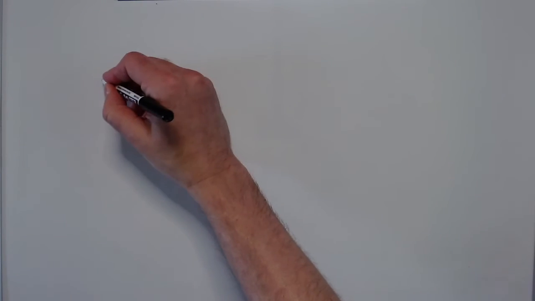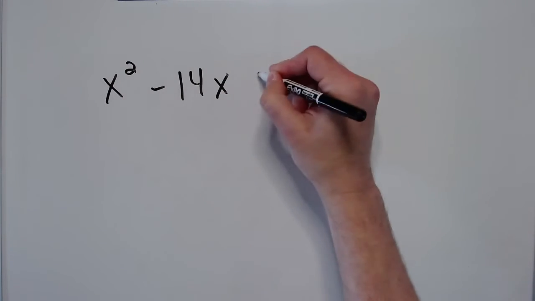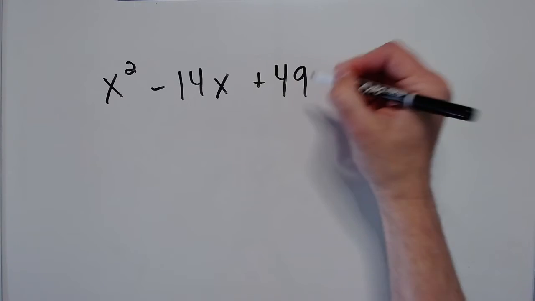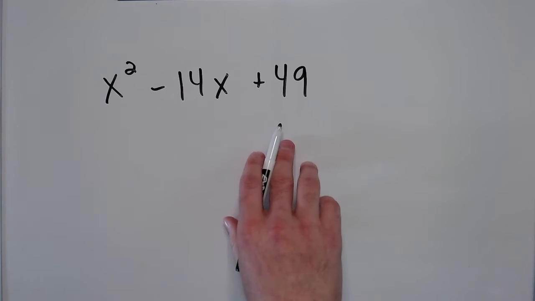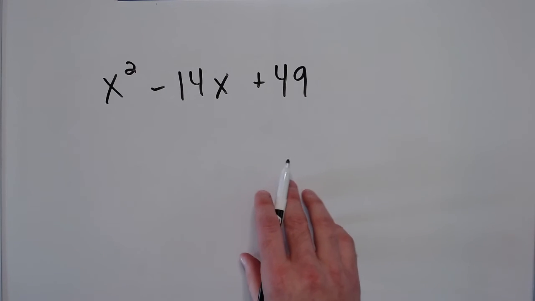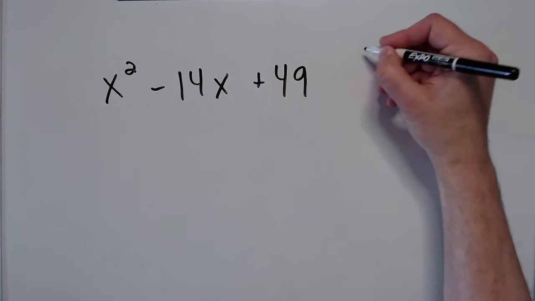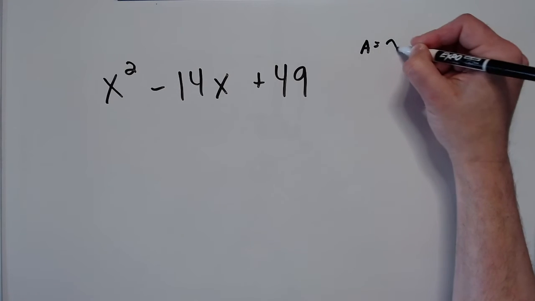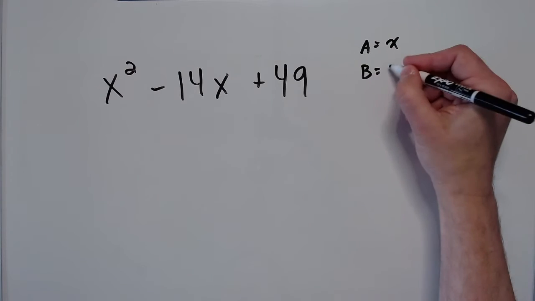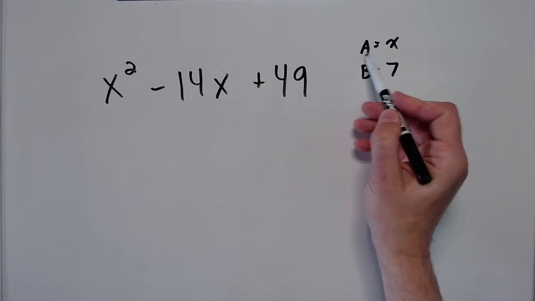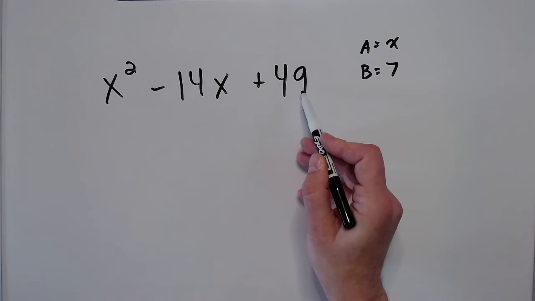All right, let's put down a trinomial here. x squared minus 14x plus 49. Now we're not going to worry about identifying this as being a trinomial square. We're just going to factor it. These problems we know are going to be trinomial squares. So if we look at what our a is here, let's just write over here. a is equal to x, and b is equal to 7, right? Because a squared would be x squared, and b squared would be 49.